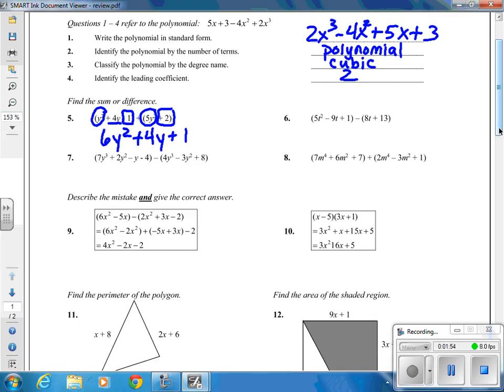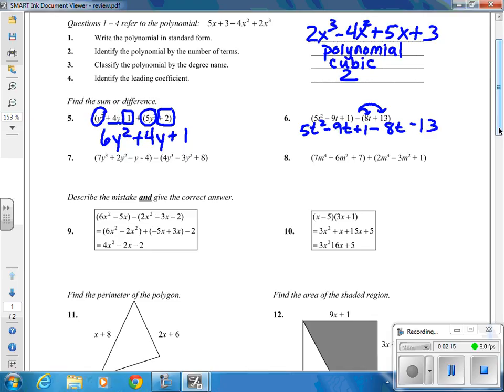For number 6, you'll notice that there's a subtraction sign between the two polynomials. Remember, when there's a subtraction sign, you must distribute that subtraction sign to everybody behind it. So basically, you're rewriting this to say 5t squared minus 9t plus 1, and then it's going to be minus 8t and minus 13. Then you can start combining like terms.